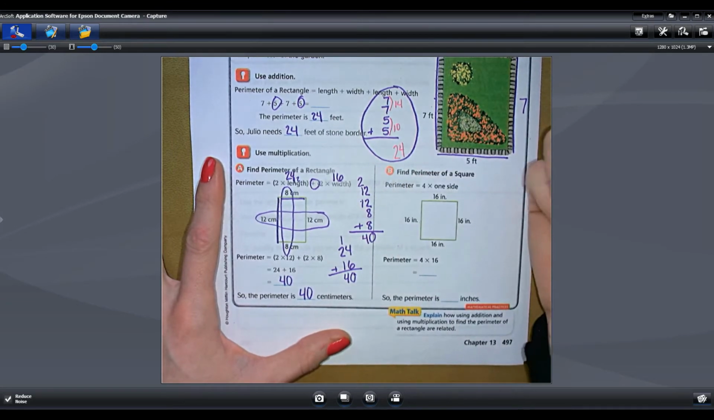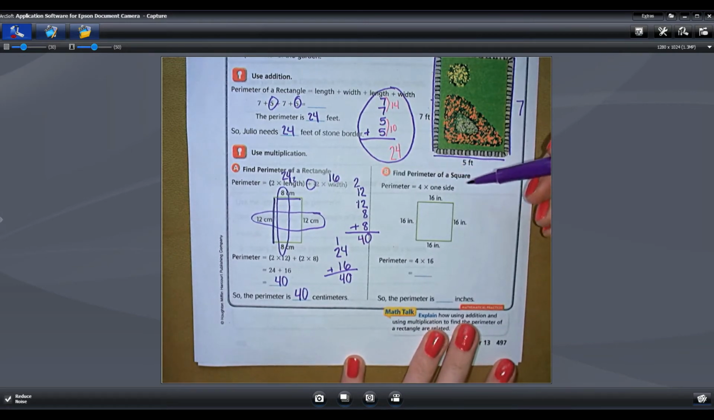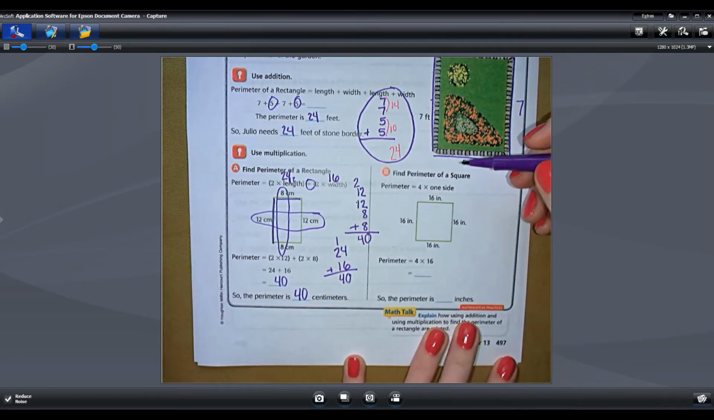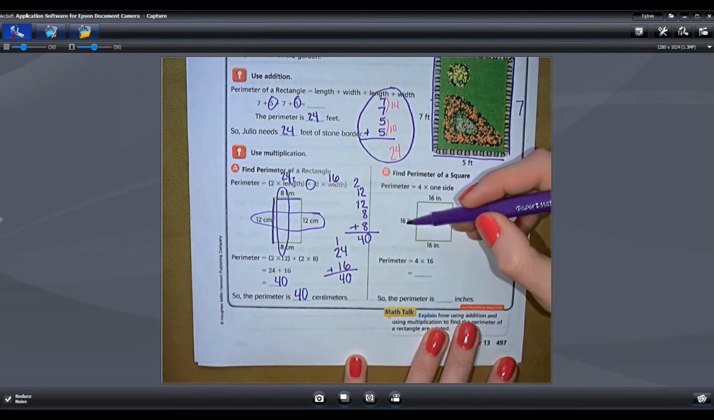Okay? All right, another thing to keep in mind is when you're finding the perimeter of a square. Okay, a square has all four sides the same. Okay, so this is 16 inches, 16 inches, 16 inches, and 16 inches.